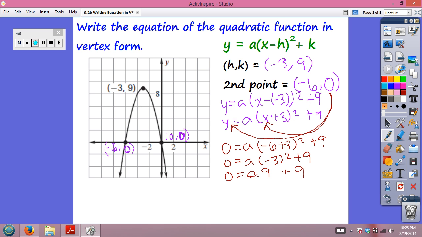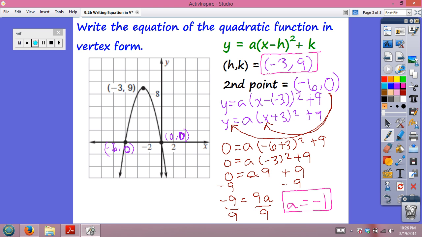So, what do we do next? We're going to solve for a for our next step. So what we'll do then is subtract 9 from both sides. So we get -9 equals 9a. Solving for a, we divide by 9 on both sides. And we find that our a value is equal to -1. So we know our a, and we know our h and k, and those are what we need to find our final equation in vertex form.